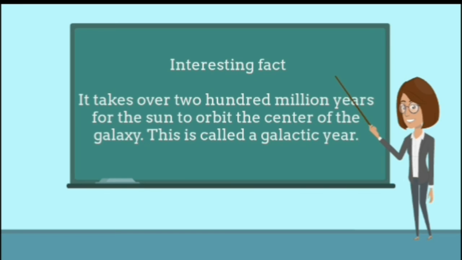Interesting fact: it takes over 200 million years for the Sun to orbit the center of the galaxy. This is called a galactic year.